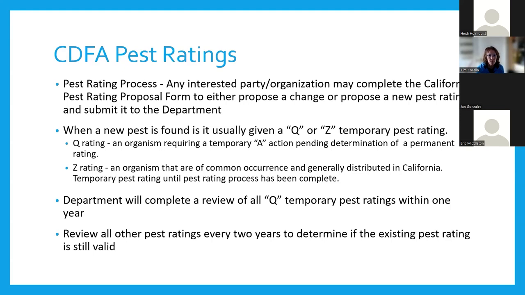in California. So when these temporary pest ratings are given, the department will complete a review of these pest ratings within 1 year, the new pest ratings, these temporary pest ratings, and then they review all the other pest ratings every 2 years to determine if the existing pest ratings are still valid. So it's really important they make sure all the pest ratings that are given are current and up to date and still relevant for all the pests.